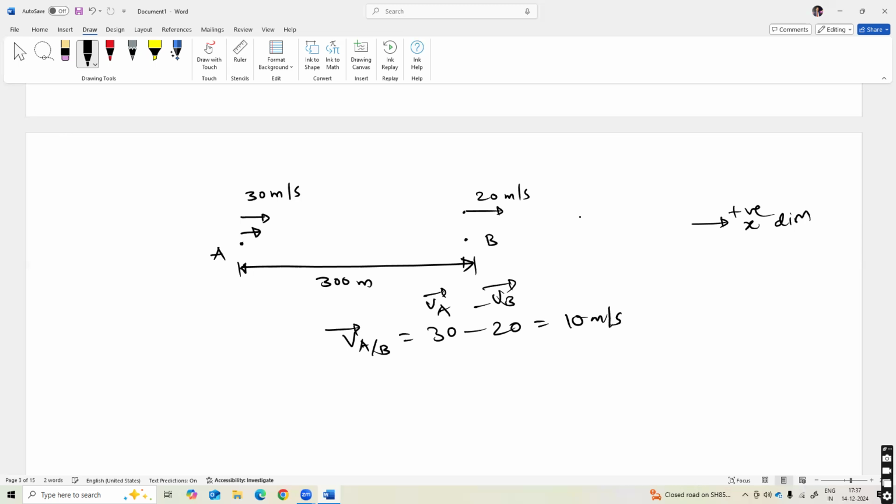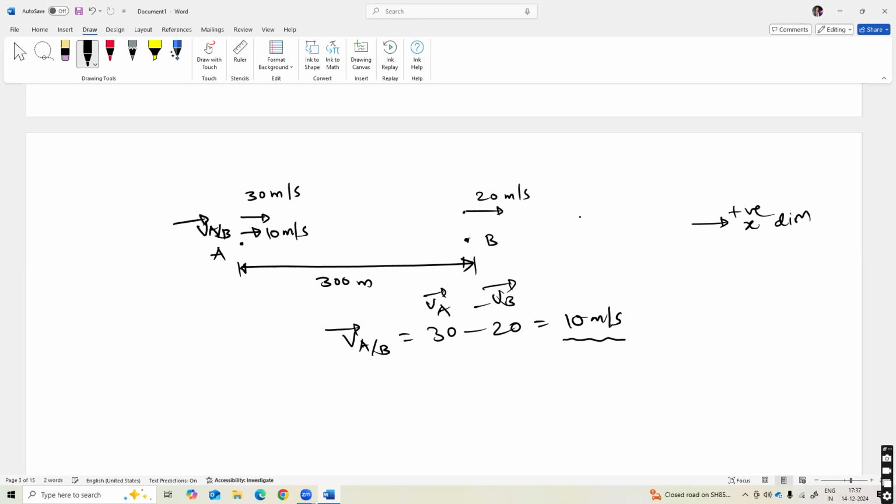So when we say relative velocity of A with respect to B, we assume that basically B is stationary, and we ask what is the velocity of A with respect to B. The relative velocity of A with respect to B here is 10 meter per second. So basically it is telling us that when B is stationary, A is moving at 10 meter per second towards B.